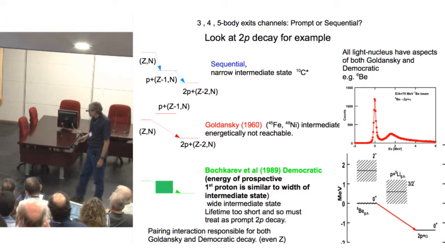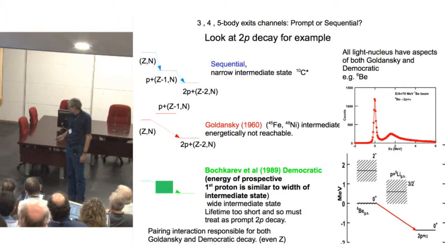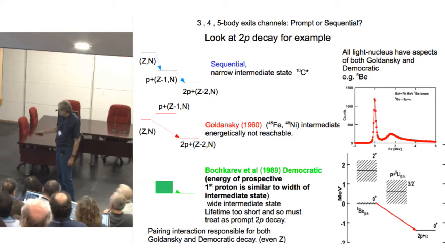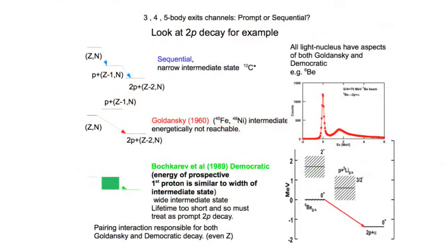There have been two ideas proposed for how you would get a prompt emission. One of these is from a paper in 1960, Goldansky, and that is if this intermediate state is energetically inaccessible, then the only way you can get from here to there is emitting two protons in a prompt process. Nuclei that look like this are usually heavy nuclei where all the levels are narrow, and we had a discussion yesterday, some lovely data from the optical TPC, where we had data from iron-45 and the nickel case, where one sees such Goldansky-type emitters.